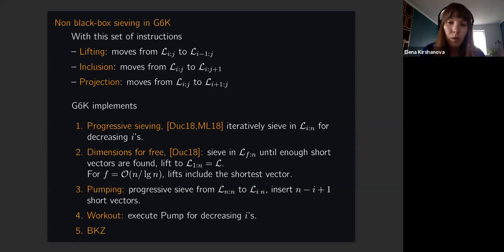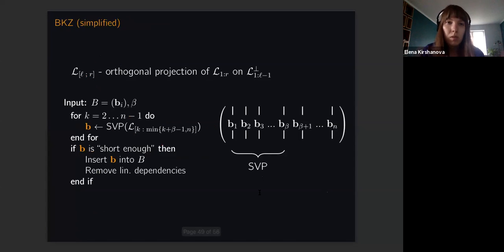So BKZ is the blockwise reduction. Let me tell you a couple more words about how BKZ is done in G6K. The simplified version of the plain BKZ is here. You call an SVP oracle on the beta-dimensional lattice, a projected lattice of dimension beta.